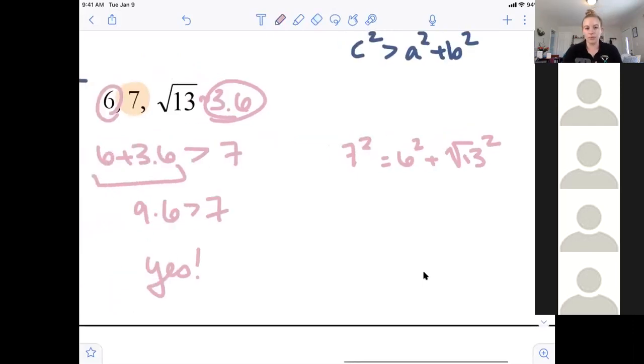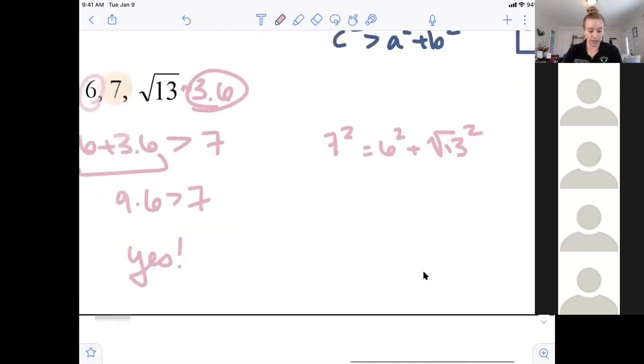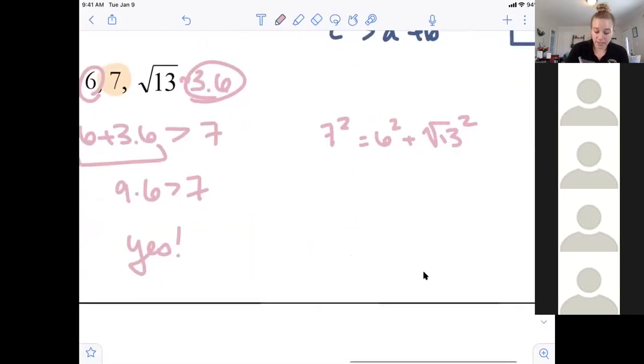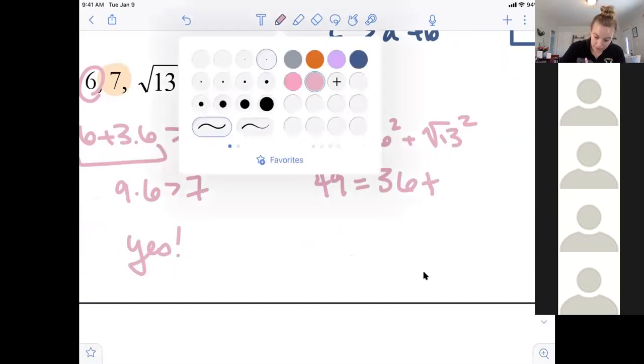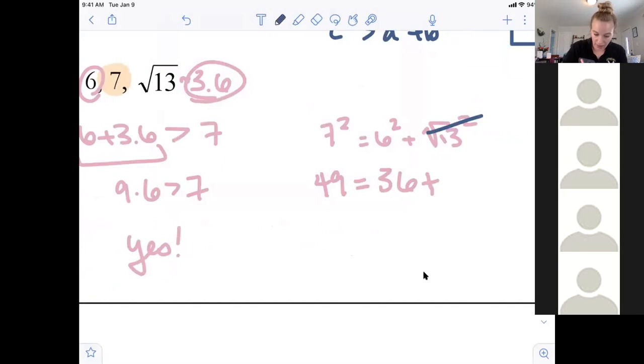I like to do root 13 again by hand. You can put it in the calculator, I trust you, I believe in you, but I also want you to have the skills to see it by hand. So if I square 7, I get 49. If I square 6, I get 36. And if I do the square of the square root of 13, those two, the square and the square root, cancel each other out, and I'm just left with 13. You can also think of that as root 169, which becomes just 13. You can do that extra step if you want.